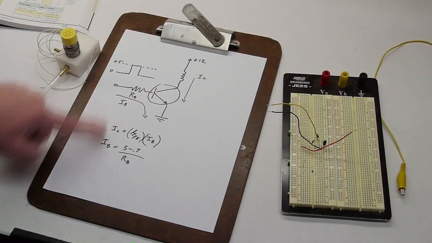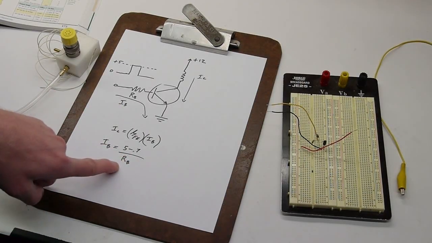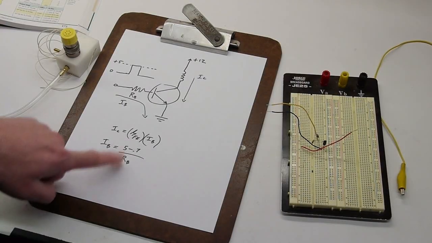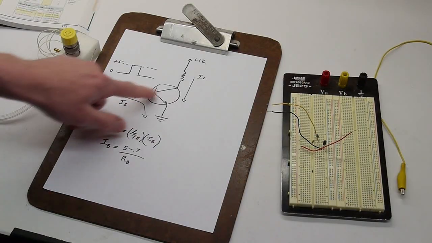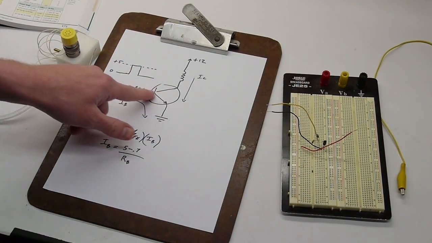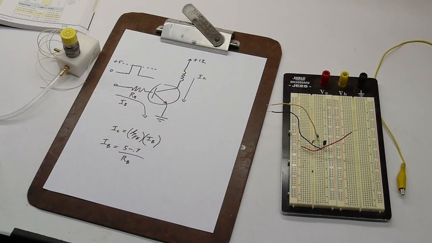The base current is actually 5 minus 0.7 divided by the base resistor. And this 0.7 is an intrinsic value to silicon transistors. This is an NPN, so there's a PN junction here. And silicon PN junctions will drop a voltage. And for pretty much all transistors, I think it's about 0.7 volts. I think it's 0.6 volts for diodes. I'm not exactly sure why that is, but maybe you can look that up.